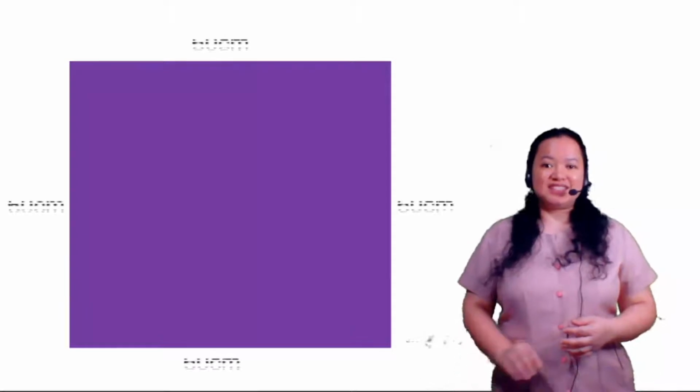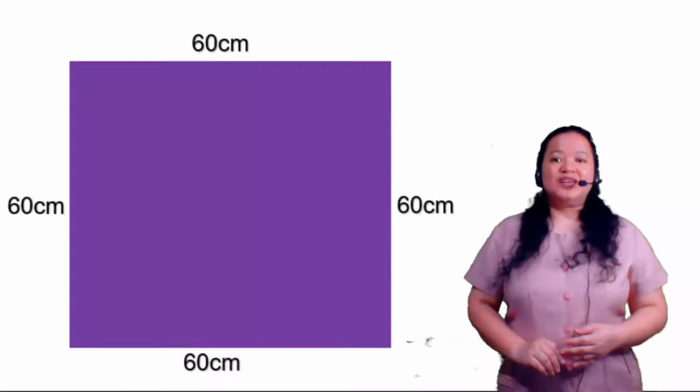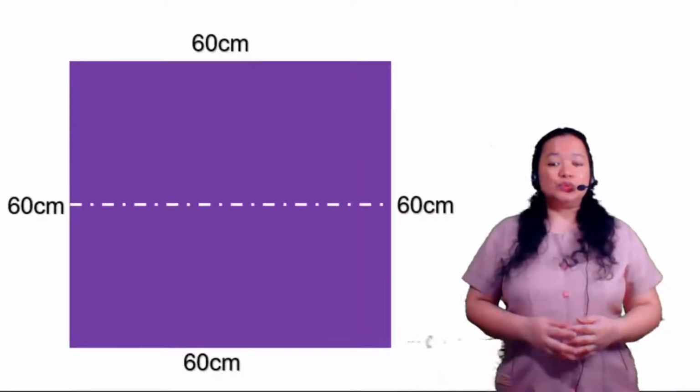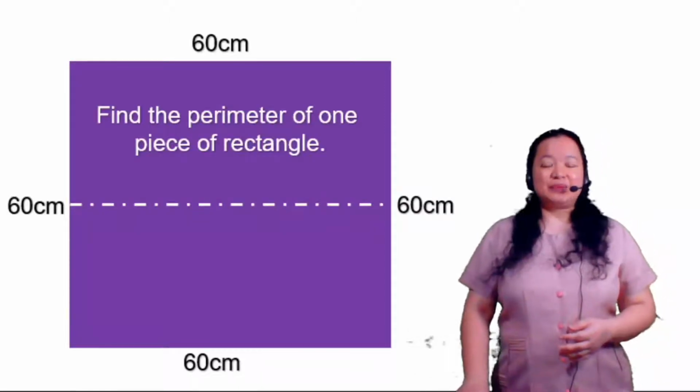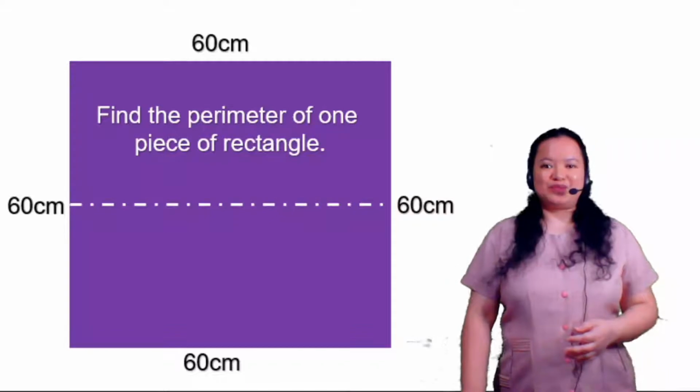Isabel has one square cartolina whose sides are 60 centimeters. She cuts it into two equal rectangles. Find the perimeter of one piece of rectangle.